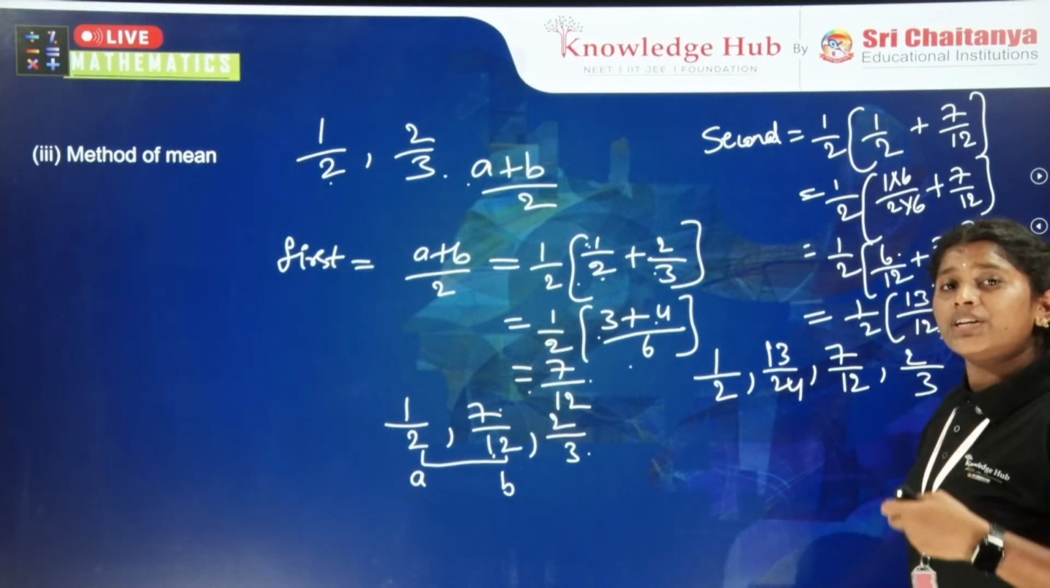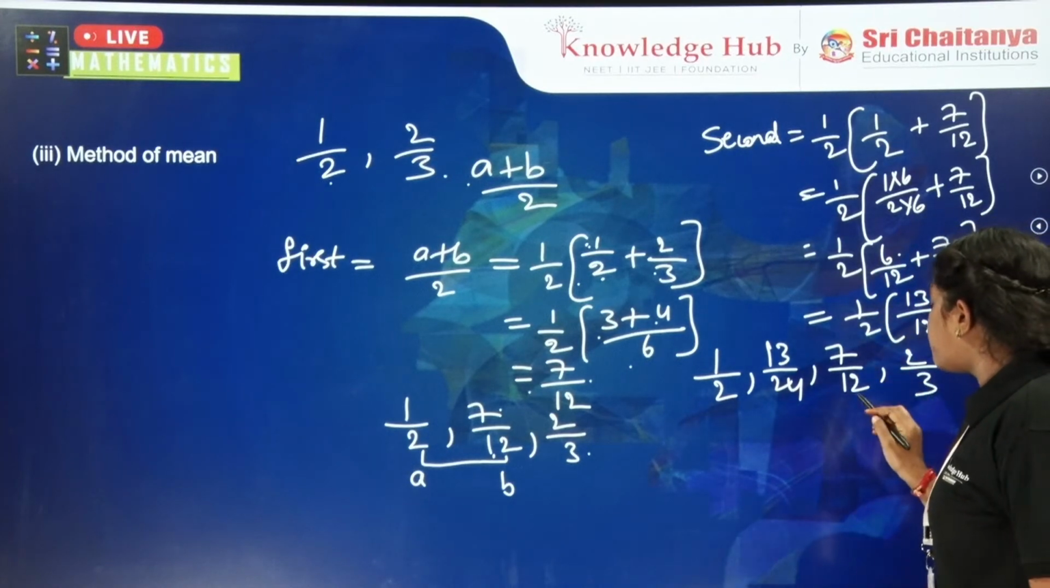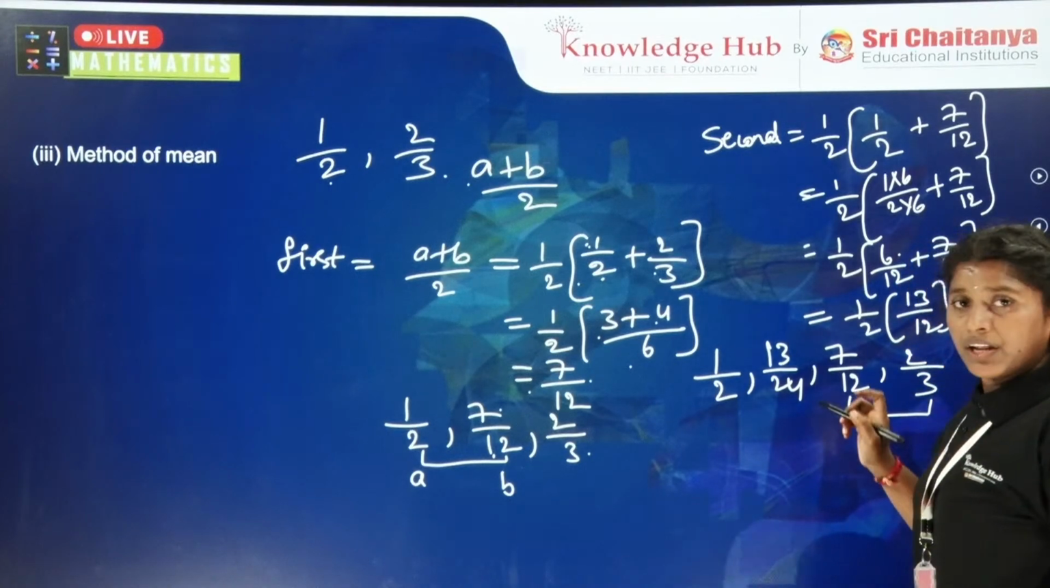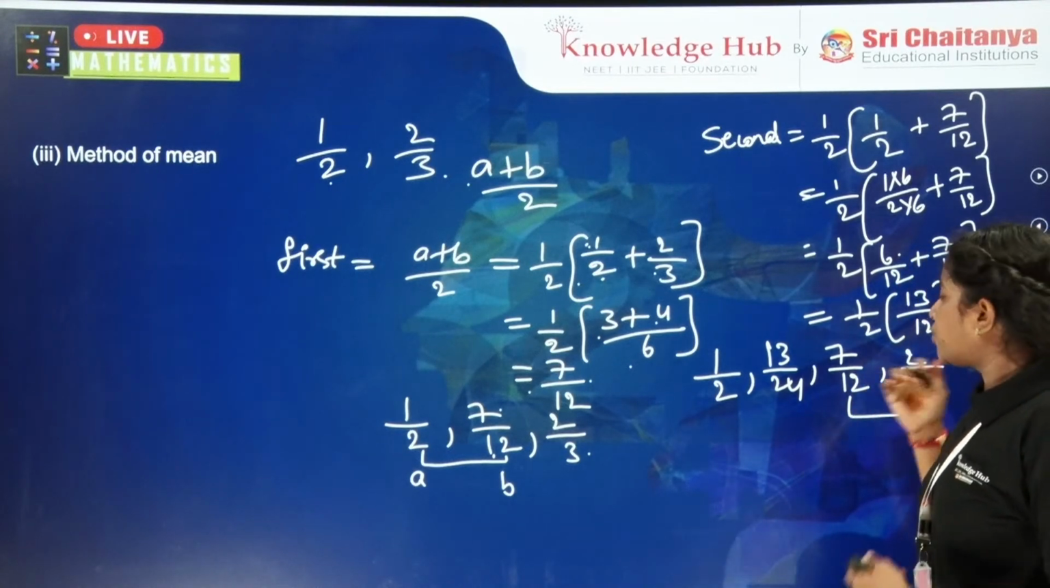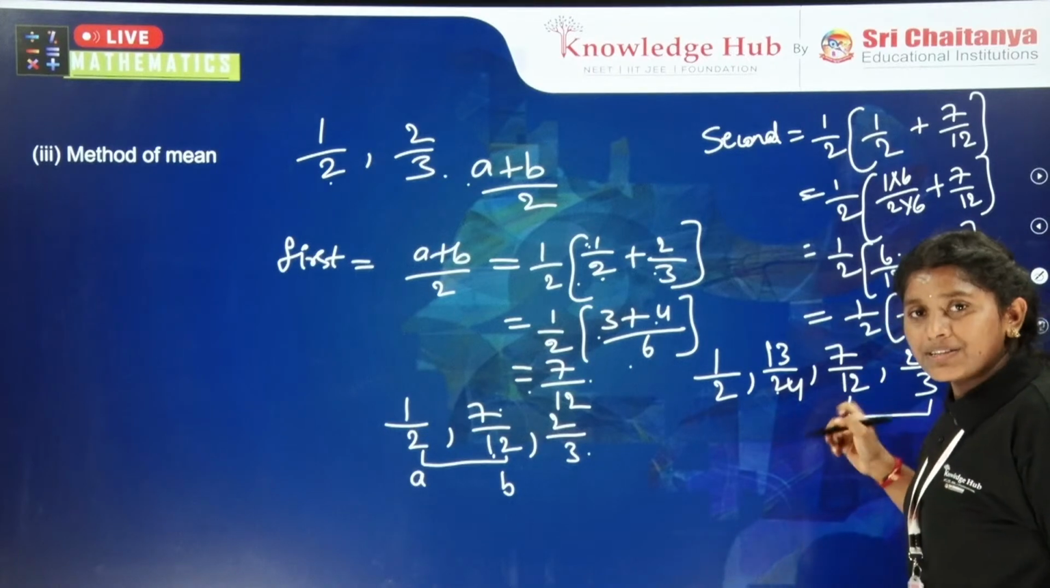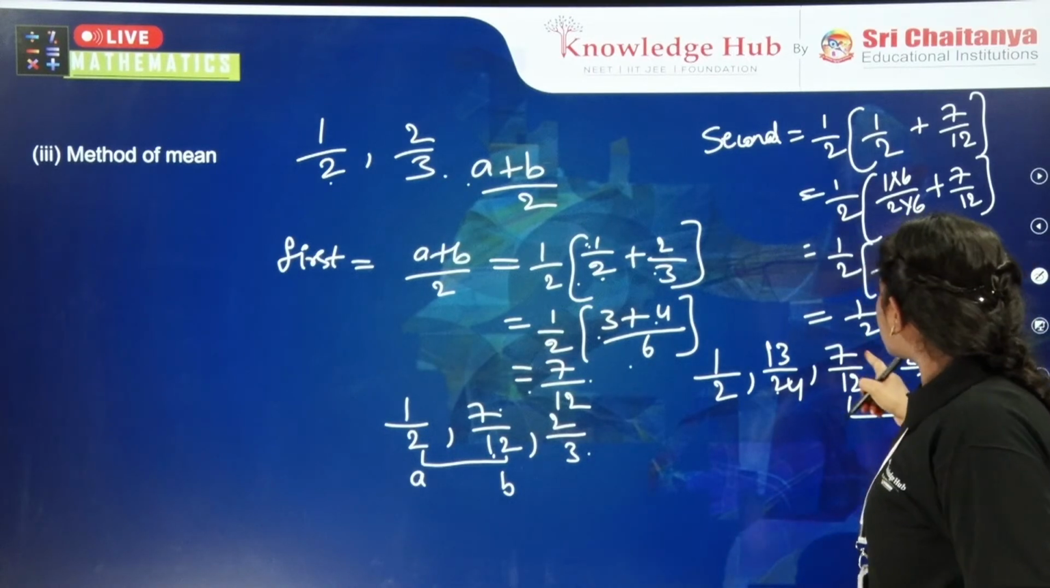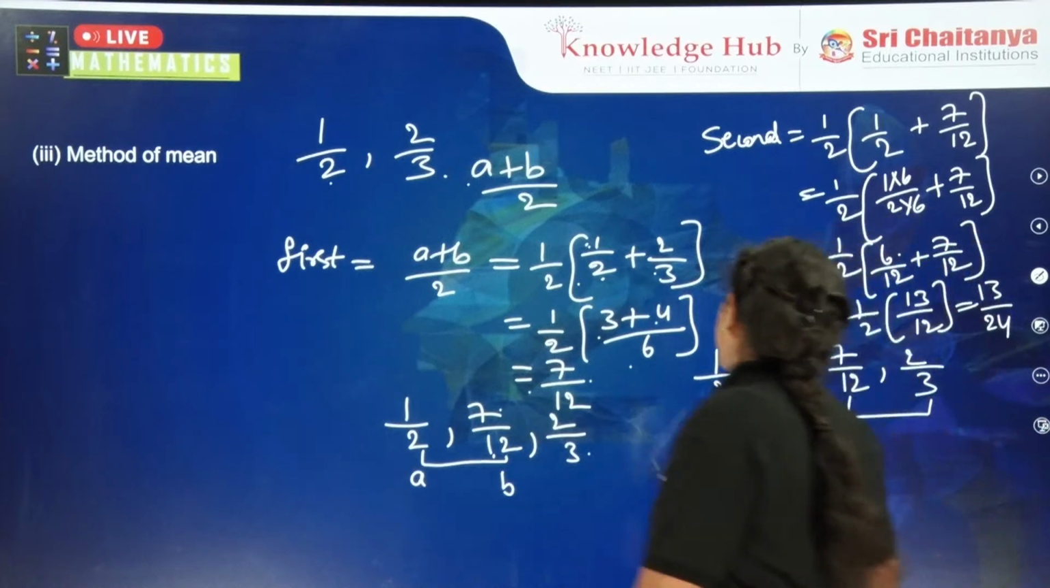Still I need another rational number between these. Now what will we do? We can take 7 by 12 and 2 by 3, or you can consider 13 by 24 and 7 by 12. Here I am considering between 7 by 12 and 2 by 3.